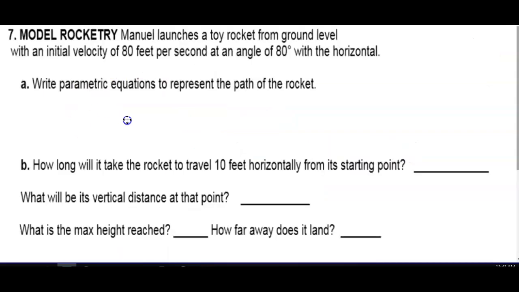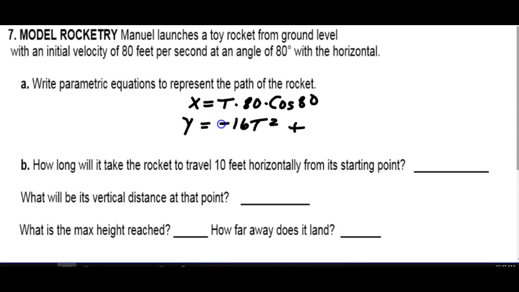All right, one more. This is 80 and 80, so 80 degrees and 80 feet, so that'll make it easy. X equals t times 80 times cosine of 80, and y equals negative 16t squared plus 80, oops, I almost forgot the t again, sine of 80. It's from the ground, so the initial height is 0. And I'm thinking our window, because it's 80 feet per second, is going to have to be a lot bigger.